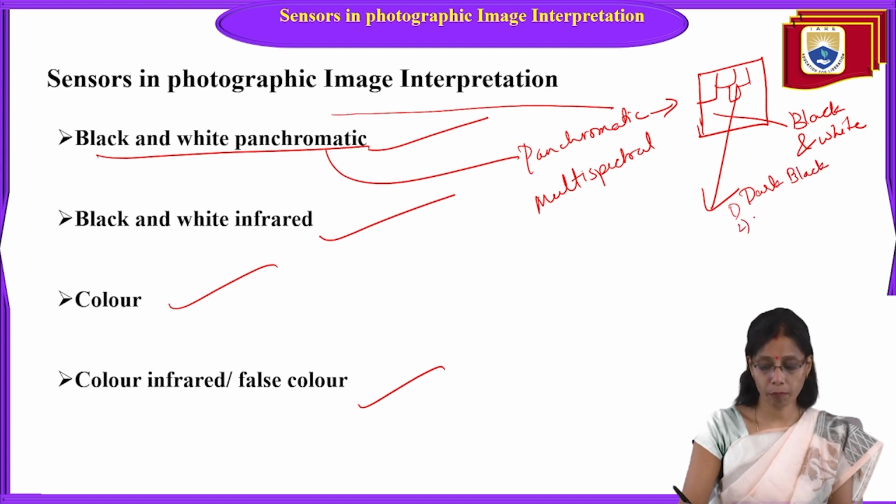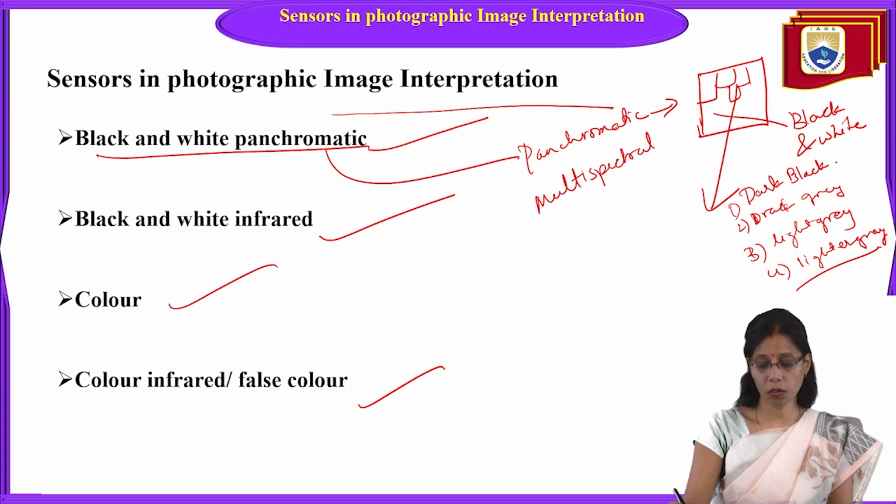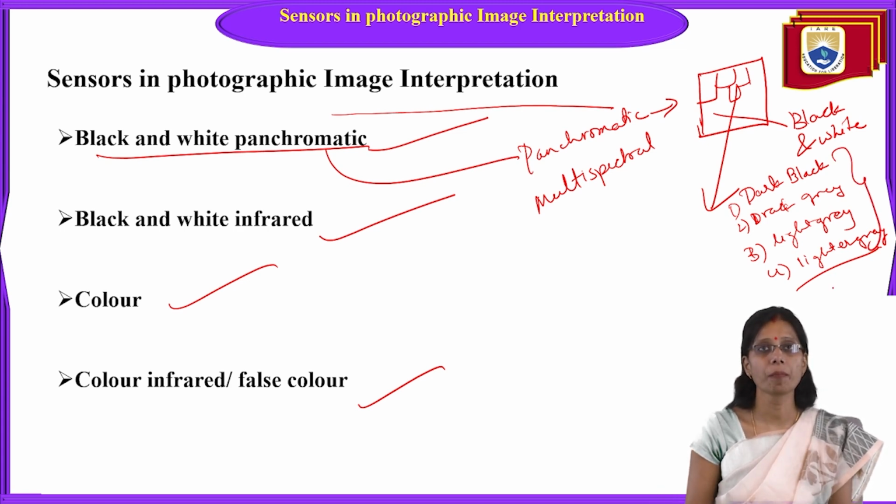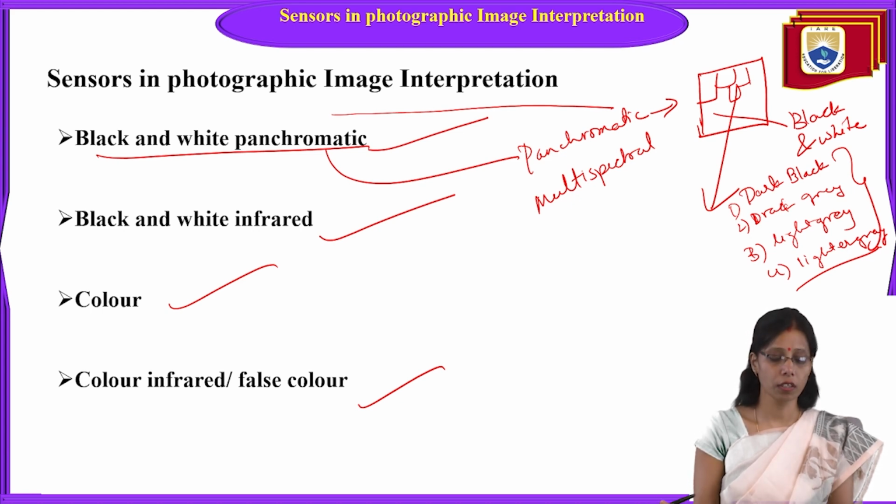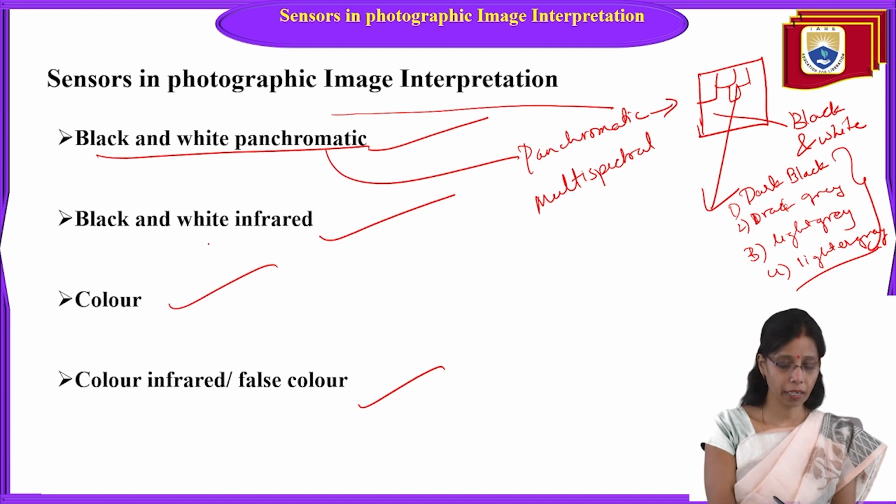So black and white will be like dark black, then we have dark gray, then you have light gray, then you have more lighter gray. Right. So like this, you'll be having all types of features in the black and white image. All will be in the black and white color with different shades, right? Dark black to lighter shades. So black and white panchromatic, black and white infrared.